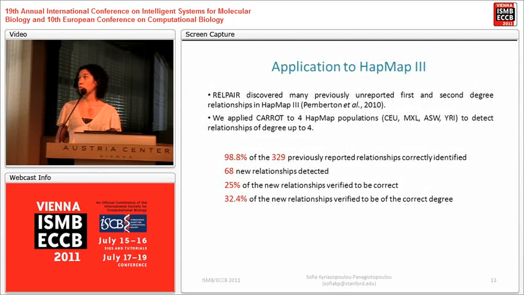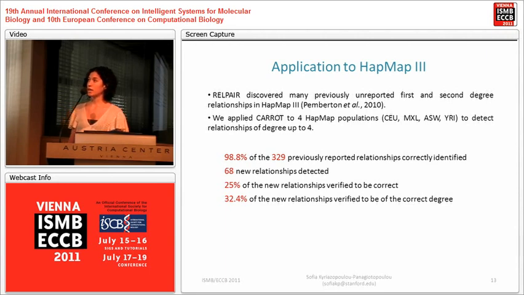Finally, we wanted to evaluate CAROT on a real dataset, and we used HapMap, which is a widely used dataset, and which by design contains many first-degree relationships. In addition, there was a recent study that used RelPair to identify additional first-degree and some second-degree relationships in HapMap. Visual inspection of these relationships suggested that some of them could be combined into much larger pedigrees, which in turn suggested that there were actually more relationships in this dataset that were missed by the previous study.